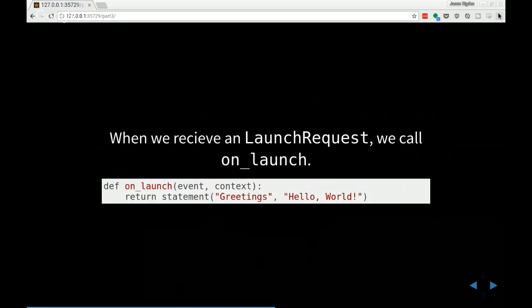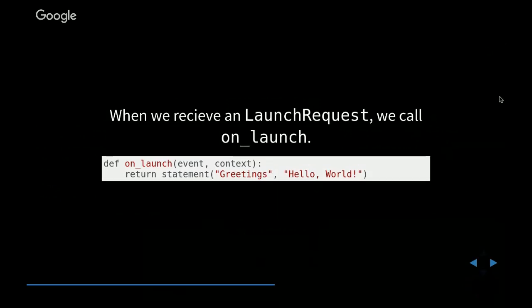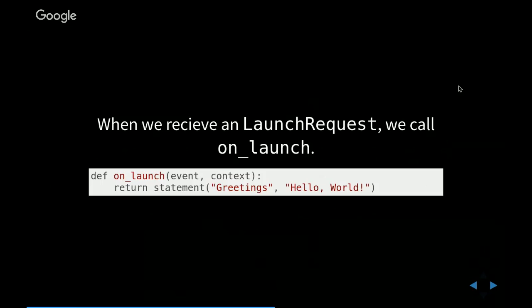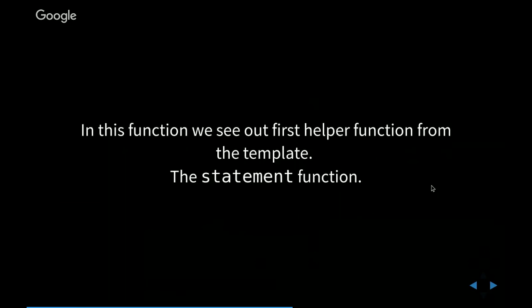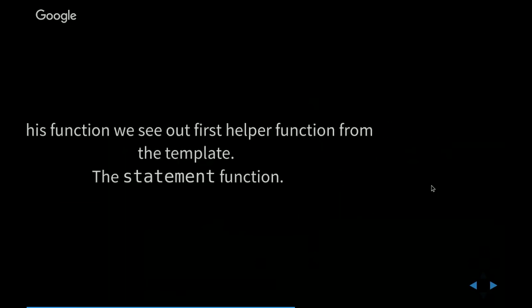Back to full screen. When we receive a launch request, we call onLaunch, and this is the onLaunch function. And we see my first helper function in that template, and that is statement. So we are going to return greetings and hello world. Well, what does that mean? In this function, we see our first helper function, the statement function.